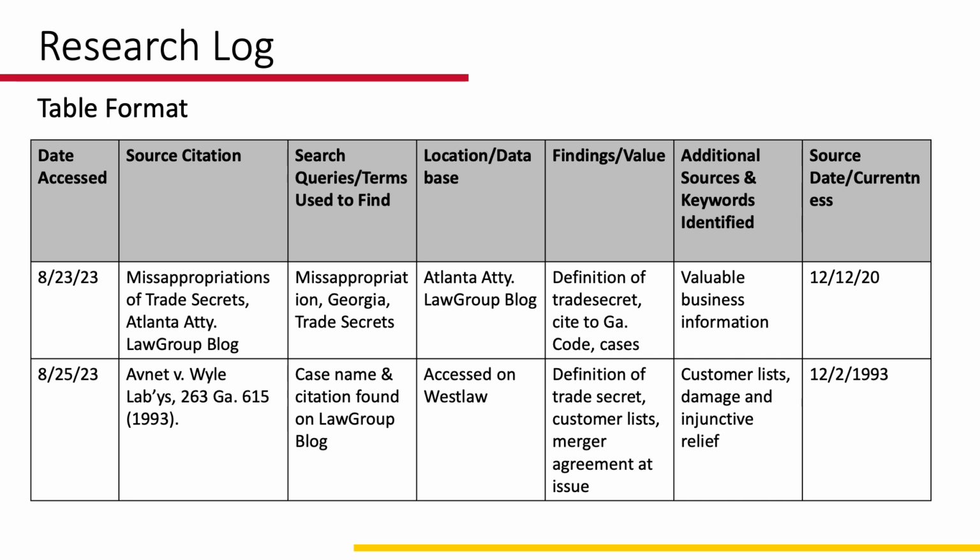The next column is findings and value. What was the value of the source? The first source here gave us a definition.